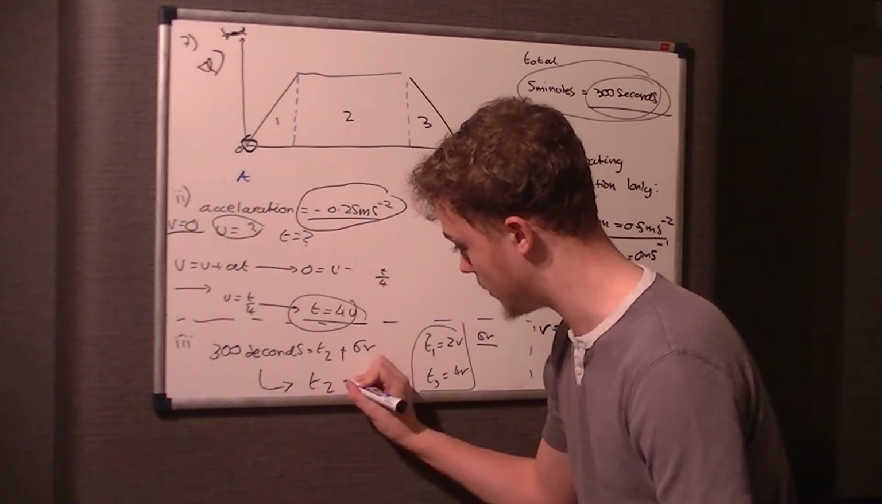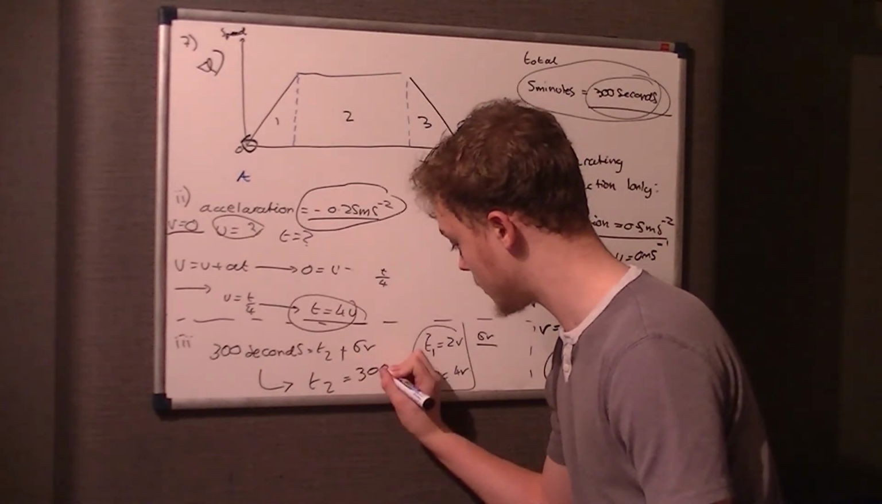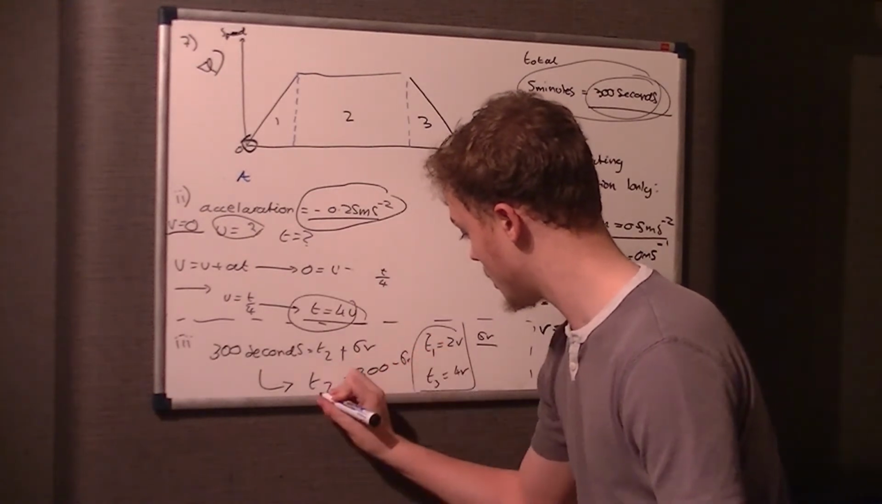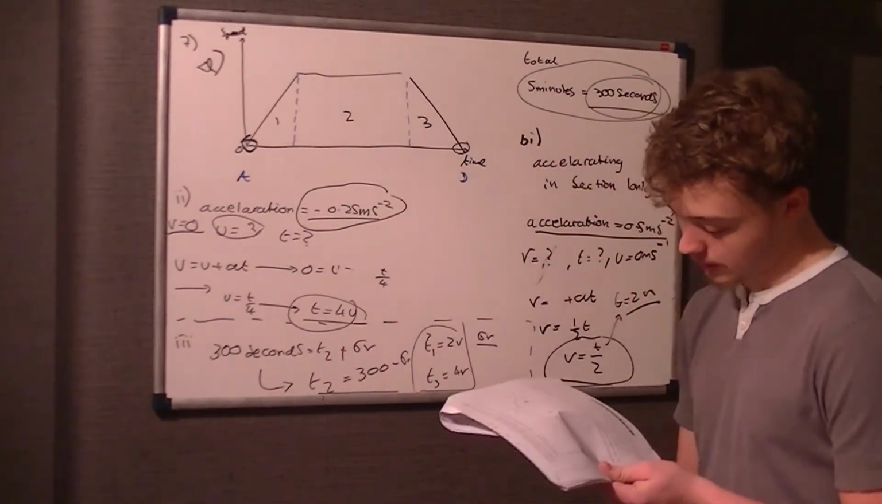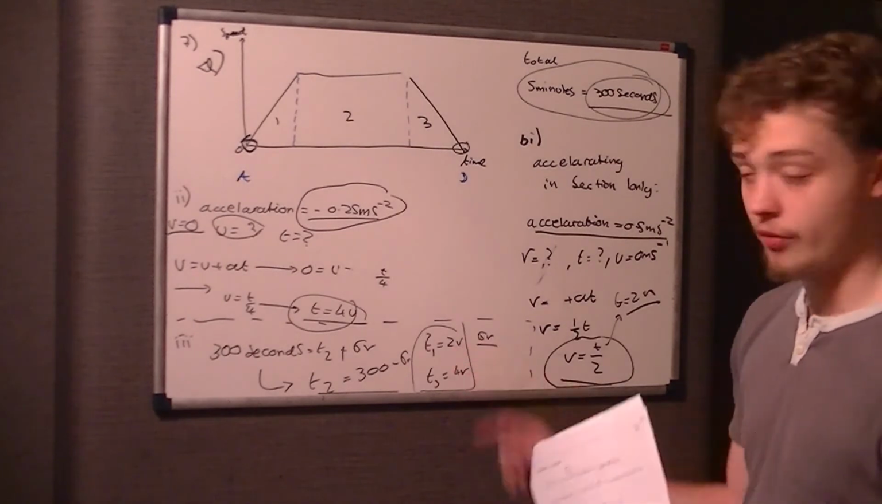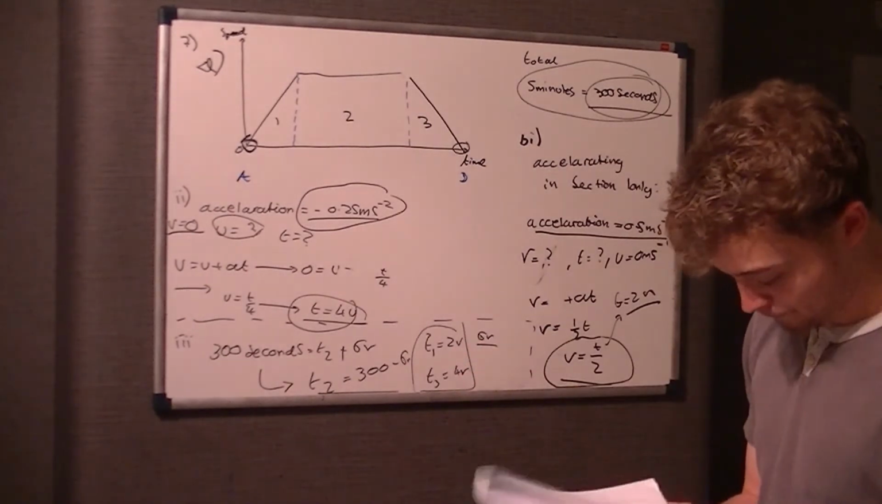So t2 is equal to 300 take 6v. Okay? So that's the length of time in terms of v, which is what we want.